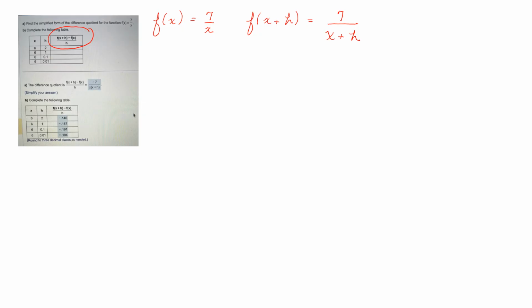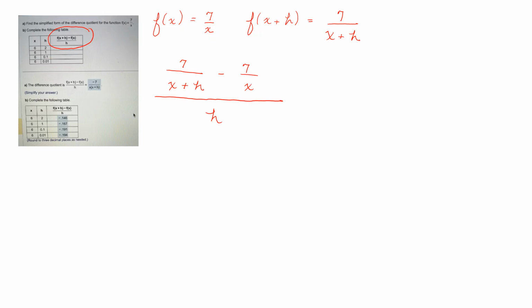So we're going to have 7 over x plus h minus 7 over x, and that whole thing is over h. So we have a complex fraction here. What we want to do first is combine the numerator so that it's only a single fraction, not subtracting two different fractions.